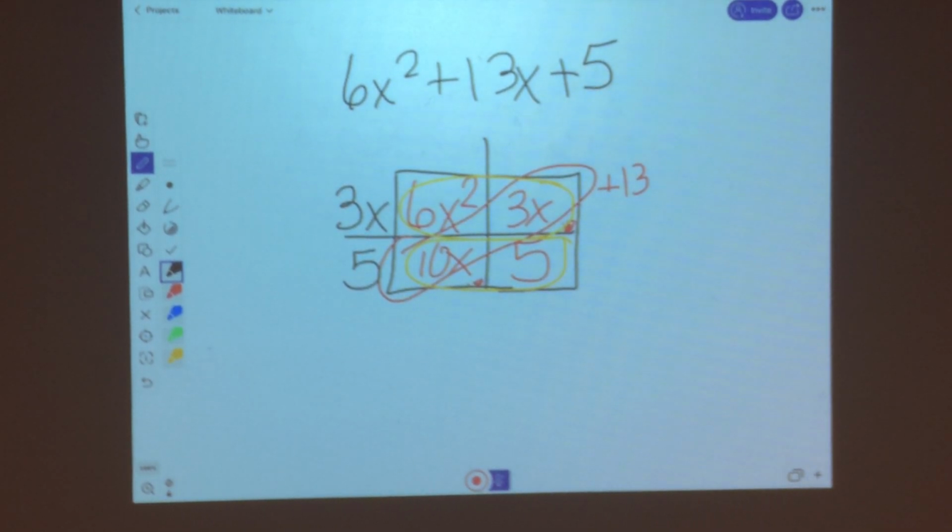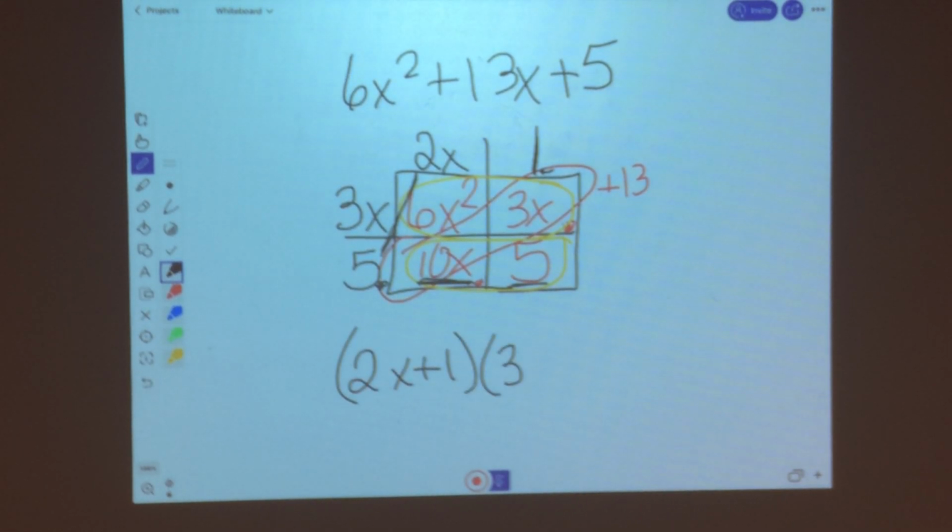And then I'm going to figure out that top row. Well, if I have 3x, I need a 2x to get to 6x squared. And if I have 2x times 5, I get the 10x in this bottom box. If I factor out 3x from 3x, I'm left with a 1. So if I check these two, 5 times 1, I get this bottom box of 5. So for this one, my factors are 2x plus 1 and 3x plus 5. And that's our factored form.